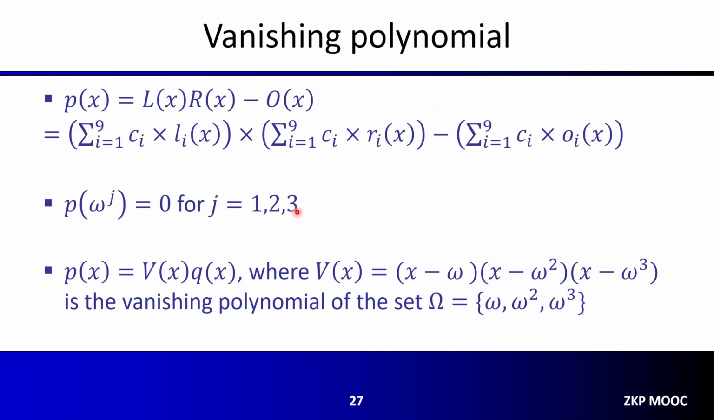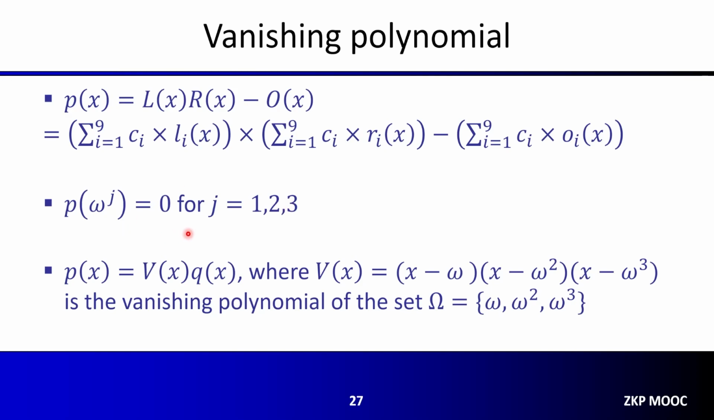Because of that, we can see that as long as this Ci is the correct evaluation of the circuit, the correct trace of this computation, then P of x should be 0 for omega to the power of j, for all j equals 1, 2, and 3 in this example.